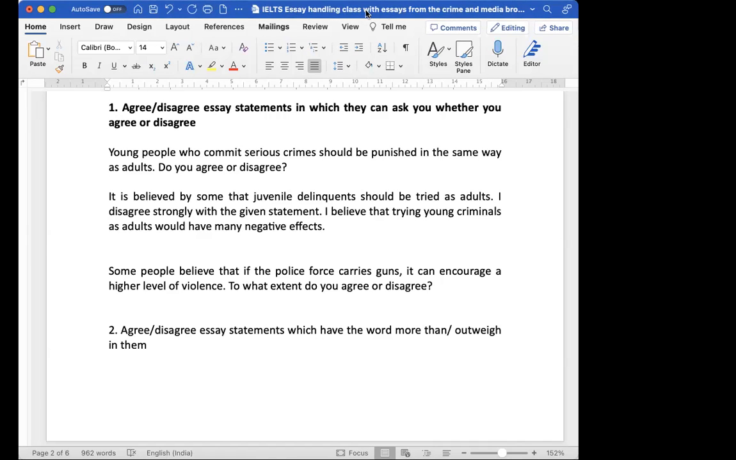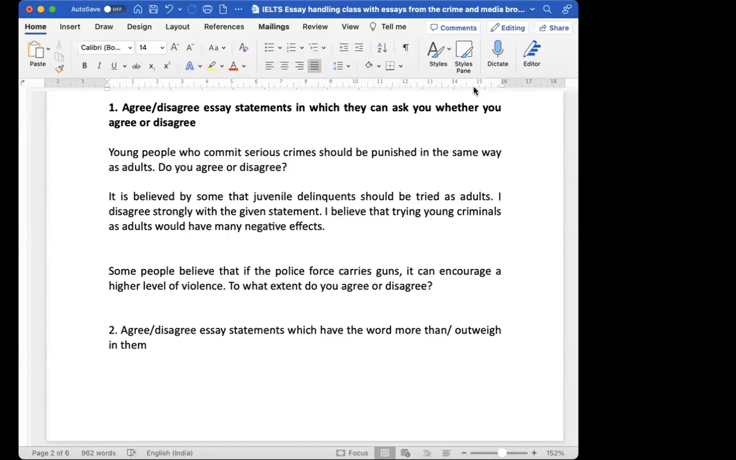In the other paragraph, you say that in whichever countries there is more violence, it is not because the police have guns, it is because the people are allowed to keep guns. You know, gun laws are very lenient in those countries, like in Mexico and America. So you can disagree strongly here also in this essay.